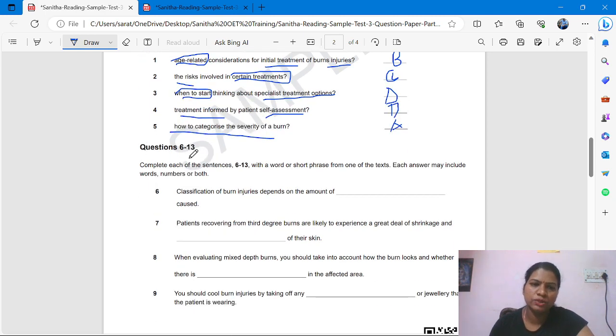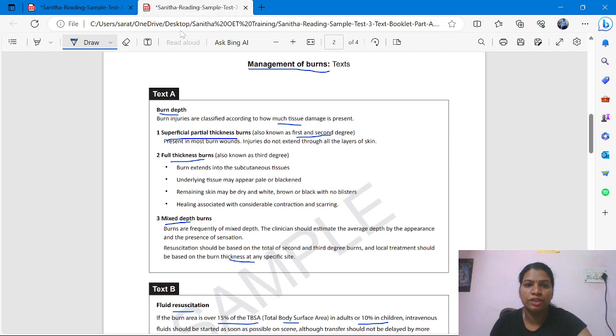Second one, questions 6 to 13. We are going to do the 6 to 13 questions. Sixth question: complete each of the sentences, 6 to 13, with a word or short phrase from one of the texts. Each answer may include words, numbers, or both. Classification of burn injuries depends on the amount of dash. We have to find out the amount of dash. We have to go to the paragraph.